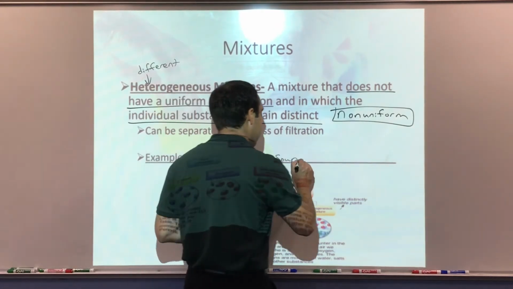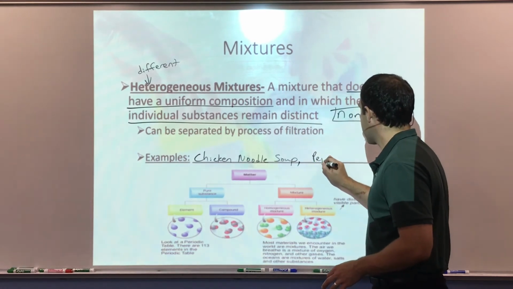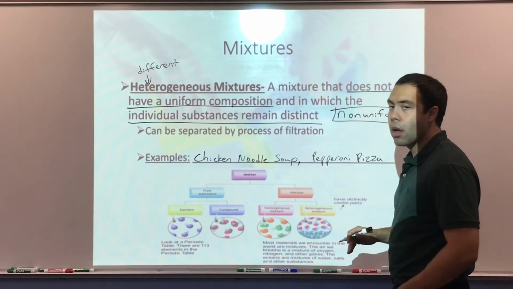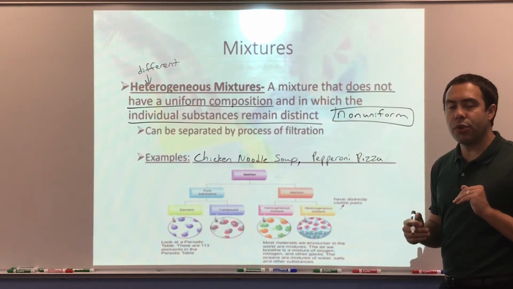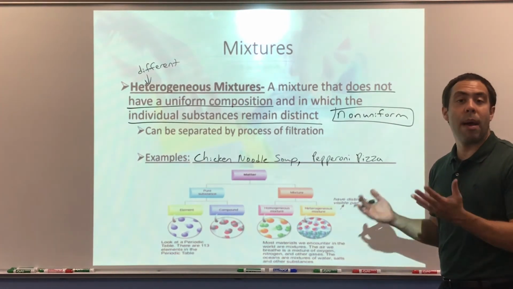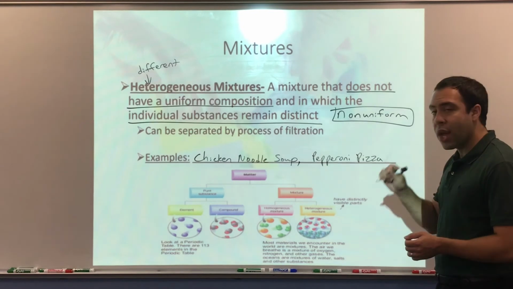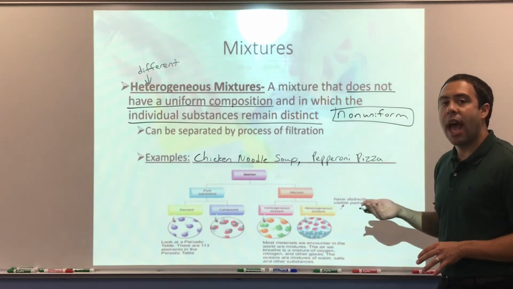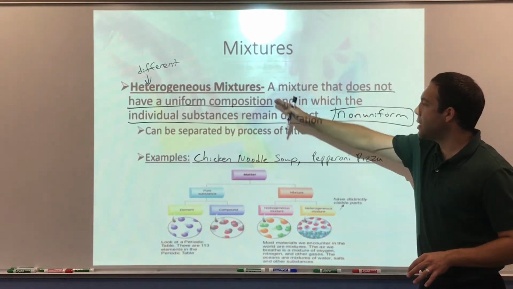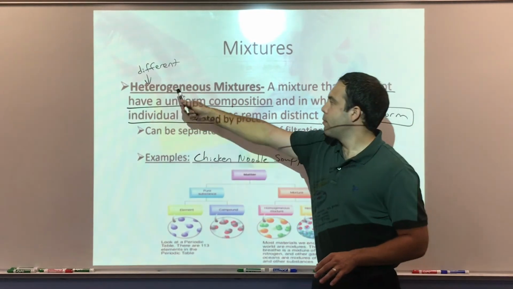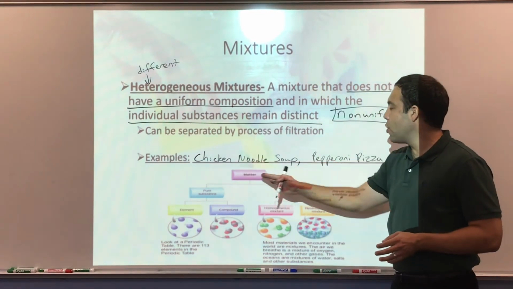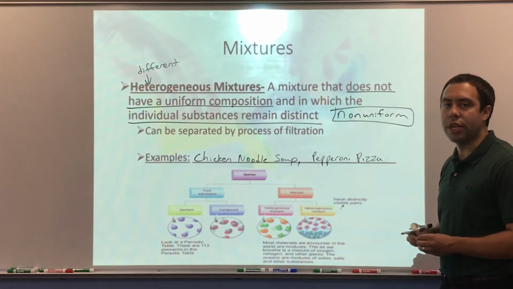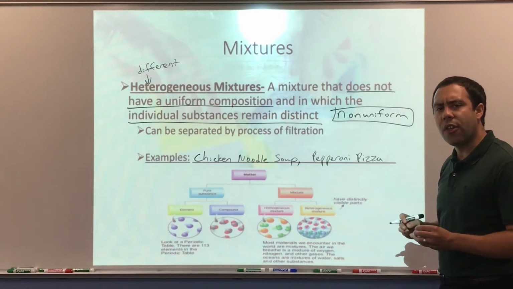Another example would be a pepperoni pizza. A pepperoni pizza, you see the individual components of the sauce, the cheese, the dough, the pepperonis on top. You can pick off all of those different substances and separate them by hand in this case as well if you would like. So heterogeneous, non-uniform, they look different. You see the different components, the chicken, the noodle, the soup, etc. The sauce, the cheese, the dough, the pepperoni, etc. That's a heterogeneous mixture. Let's do some examples together.